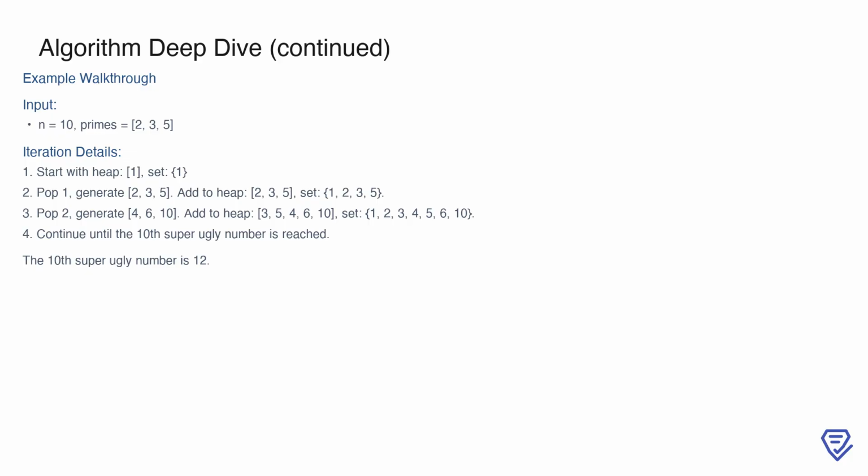These are added to the heap, which now contains 2, 3, 5, and the set is updated to 1, 2, 3, 5. Next, we pop 2, making it the next super ugly number, and generate new candidates 4, 6, 10. After adding these to the heap and set, the heap contains 3, 5, 4, 6, 10, and the set expands to include these new numbers. This process continues until we've identified the 10th super ugly number. After 10 iterations, we find that the 10th number in the sequence is 12.